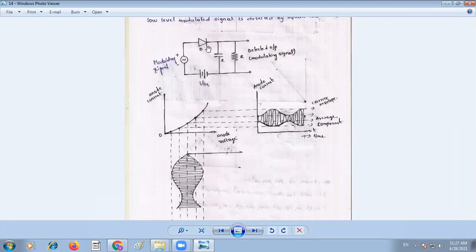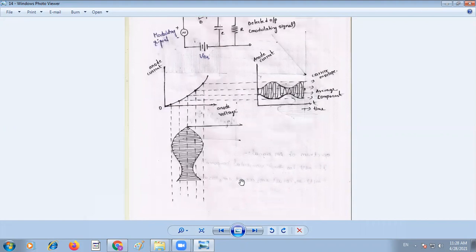When does the capacitor charge? When the positive peaks come, which means the diode output is there. When the negative peak comes, the diode output is 0 because the diode is operating in the ideal case. In the ideal case, the diode's forward resistance is 0 and reverse resistance is infinity. So that is the case in the square law diode detector, because square law means the linear characteristics of the diode are utilized in this principle. Okay, so this is the square law diode detector.